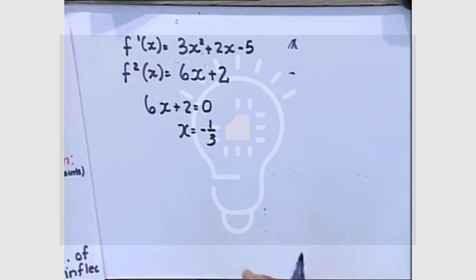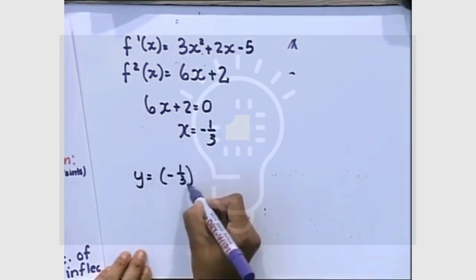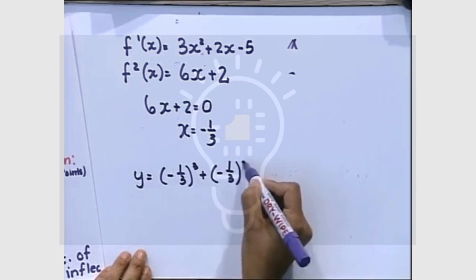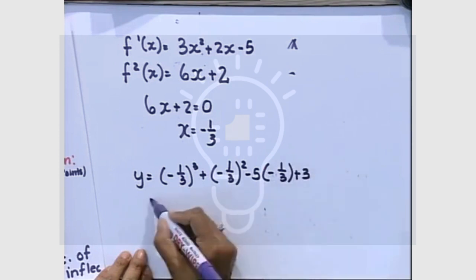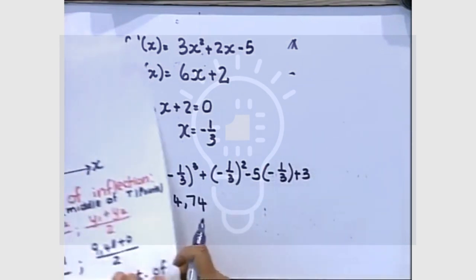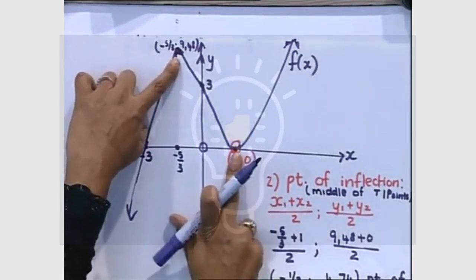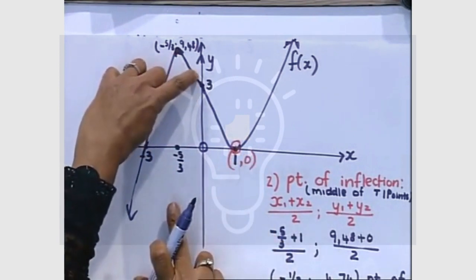And then, how do you get the y? Always remember, Exodus, this is again for you. You substitute it back into your original equation. Remember, never into the derivative's equation. Are you happy? And if you work that out, you will get that answer that I got of 4,74. So point of inflection is in the middle of your two turning points. It's at negative a third and 4,74.